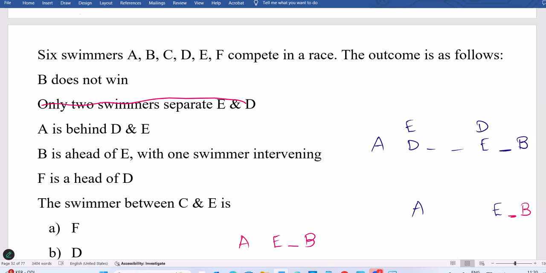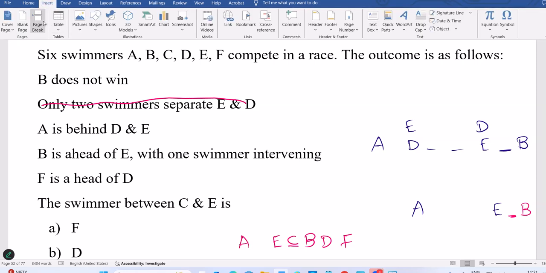Total 6 slots are required, and here we already have 4 slots locked. B does not win, so B cannot be the first person. This is one chance: F is ahead of B. If this is the case, I think this is exactly suitable. You can observe that. Now you can focus, including this statement.